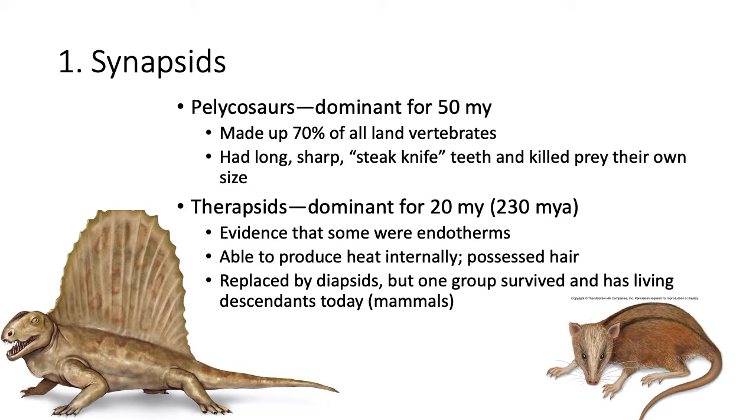They were probably the earliest of the reptiles, and they include something called the Plachiosaurus. They dominated for about 50 million years, and then they kind of died out. But at that time, 250 million years ago, 70% of all land vertebrates belonged to this group. Their teeth were long and sharp, and they described them as steak knife teeth. So it enabled them to kill prey their own size.